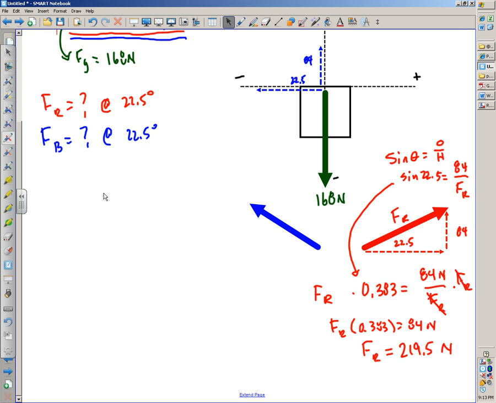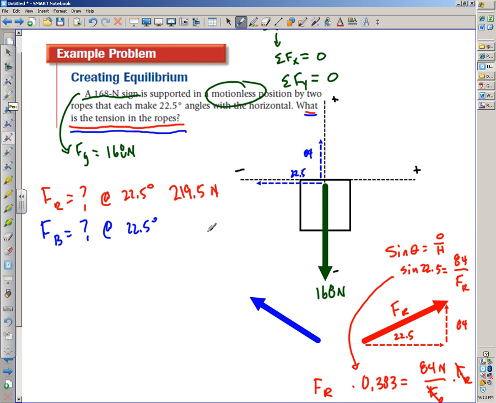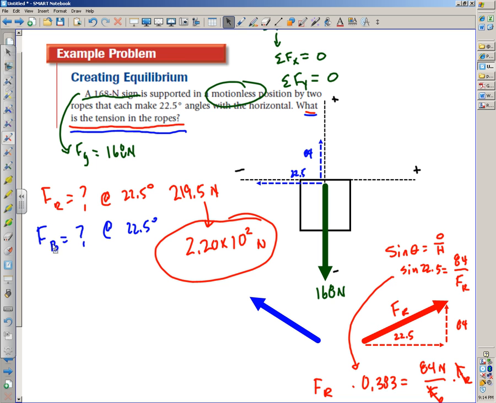So we know that the tension in force R is equal to 219.5 newtons, or going back, sig digs, right? We'd have to round this up, but we'd have to go scientific notation to make sure that all of our numbers get significant. As far as force blue goes, because it's at the same angle, it's going to be exactly the same force. So we don't even have to do any calculations here. We know that force blue is also going to be 220 times 10 to the second newtons as well.